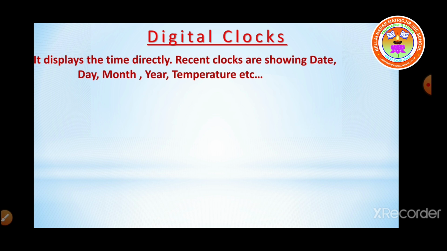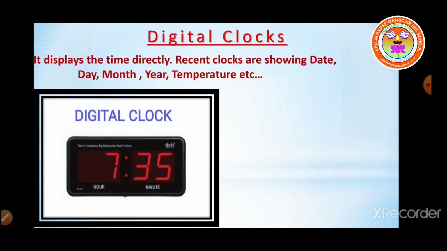The digital clock displays the time directly. In the analog clock, we are able to say what is the time, 10 o'clock or 10:05 or 10:10, like that we are able to measure, isn't it? But in the digital clocks, it displays the time directly. It shows the numbers in numerals. See the figure also. It shows the time is 7:35. It's understood as 7 hours and 35 minutes. So it shows the time in numerals or in other symbols.